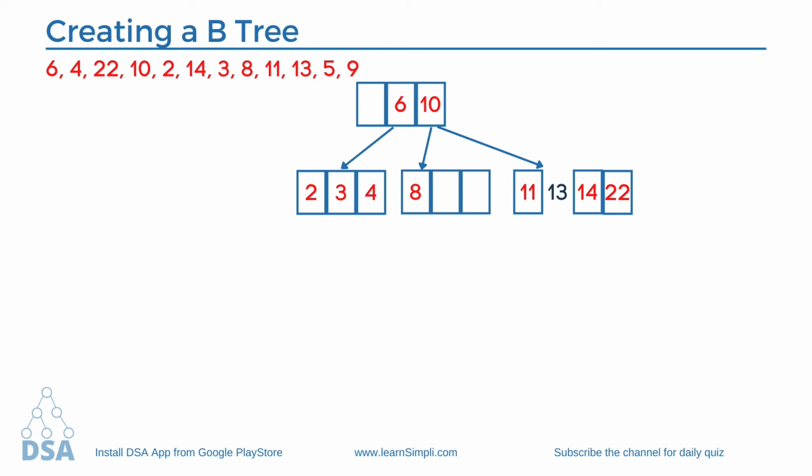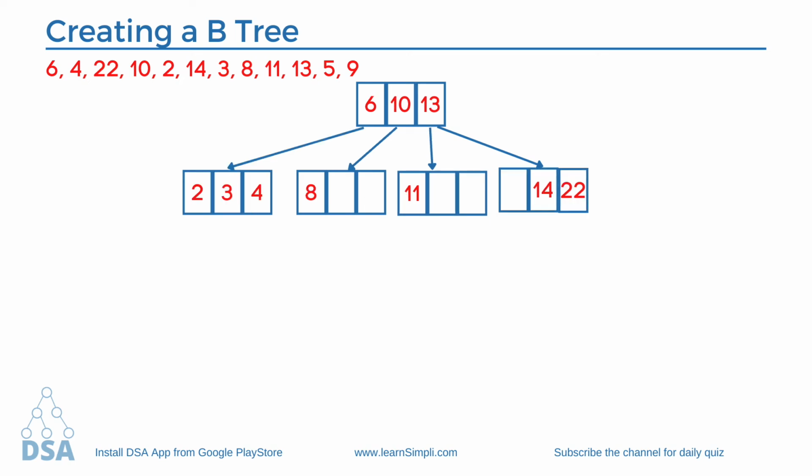So the middle elements are 13 and 14. We will take 13 as a median because we are working on left bias tree. So 13 will be inserted in the root node as a root node is having one more space empty. As per ascending order, 13 will be inserted after 10. After splitting the node, 11 will become the left child node, 14 and 22 will become the right child node keys.